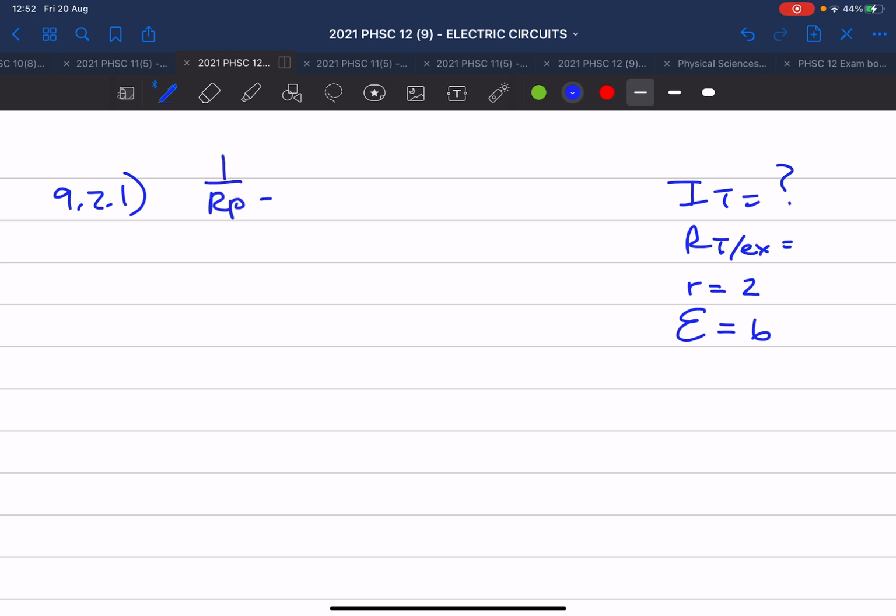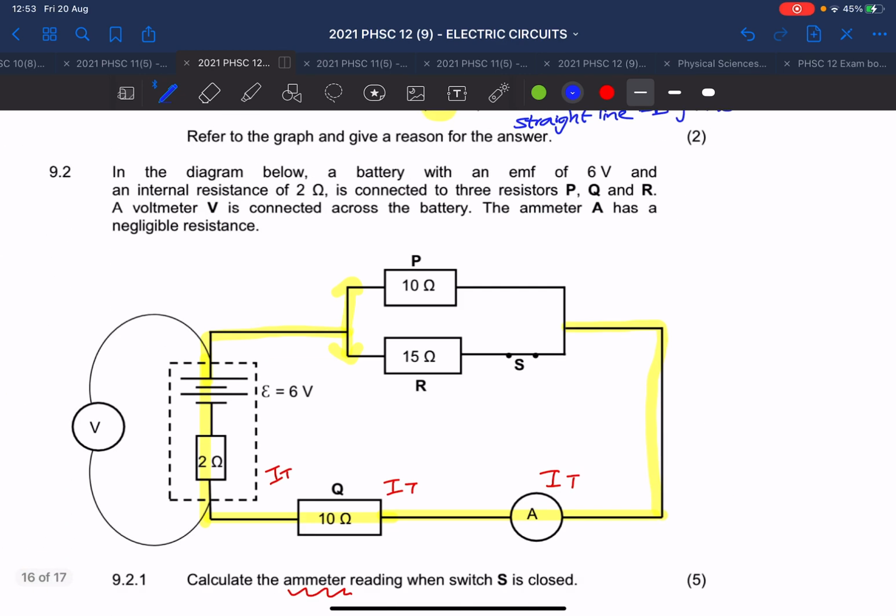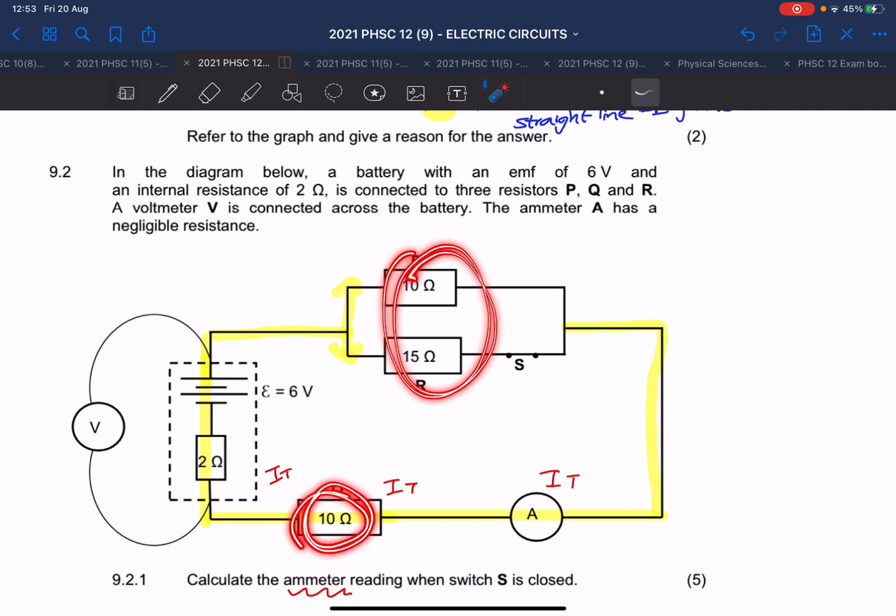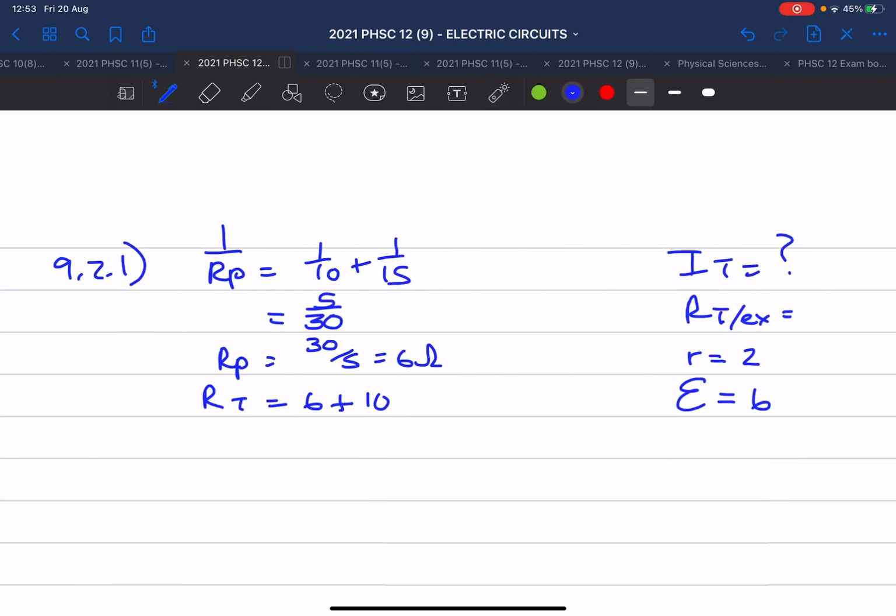That's 1 over R parallel is 1 over 10 plus 1 over 15, which is 5 over 30. So R parallel is 30 over 5. That gives me 6. Am I on the right path with that 6? I think so, because it's smaller than 10. So my R total external is the 6 plus, I'm just going to page back, those two together are 6, and we must add that 10 with it. So that is 16 ohms.